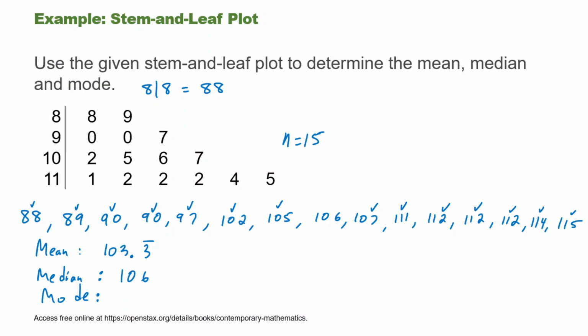Finally, for our mode, we want the most common piece of data, and we can actually look at just the leaves here to see what is repeating most often, because in the stem with 9 we have a 0 repeating twice, so 90 occurs twice. But the only other time we have something repeating is 112, repeating 3 times. So 112 is our mode because it occurs 3 times. Nothing else occurs that often.